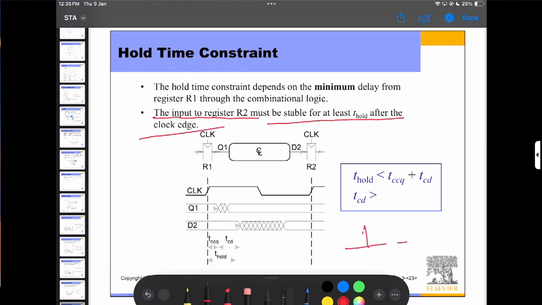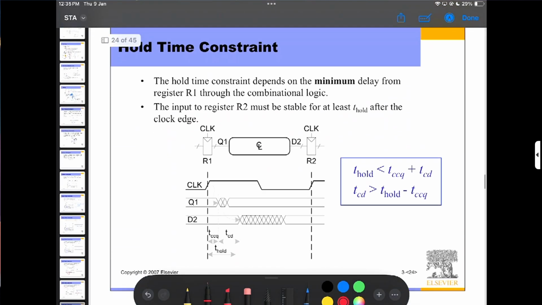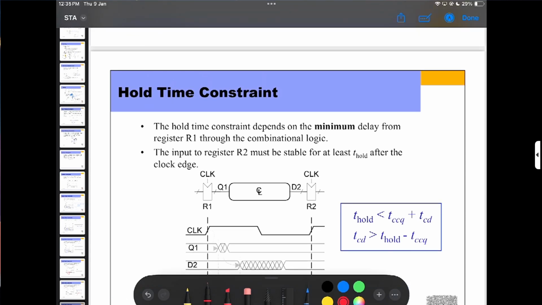Basically, whatever the clock edge is, T hold will be required at this period of time, and my data should not be changed. Here is T setup and T hold. The hold time constraint depends on the minimum delay from register R1 through the combinational logic. The input to register R2 must be stable for at least T hold after the clock edge.